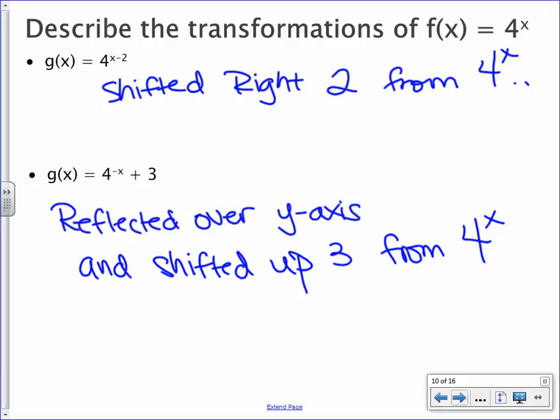Okay, so here again, think of those 3 coordinates for 4 to the x, flip them over the y-axis, and then shift them up 3 to get your new table of values. Okay, I need to see those 3 points at least for your graph that you're graphing, okay? Some of us can think of those 3 points for the parent function in our head, that's fine, but make sure you have a table of values with those 3 points for whatever you're graphing. Okay?